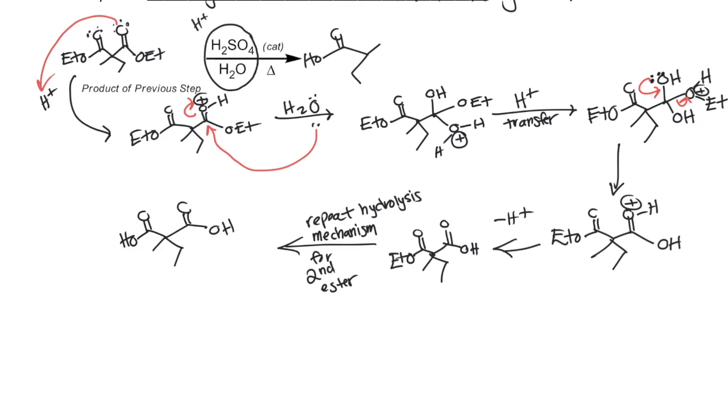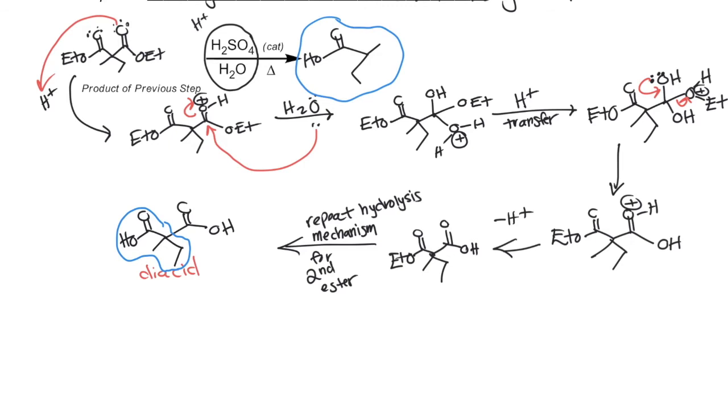Okay, so now we have a diacid. That's kind of a turning point in this mechanism. Because notice we have almost what we need for our final product. So this piece needs to go. The green part's not there. So how can we get rid of the green part? This has to leave as CO2. So we've got to work on that.